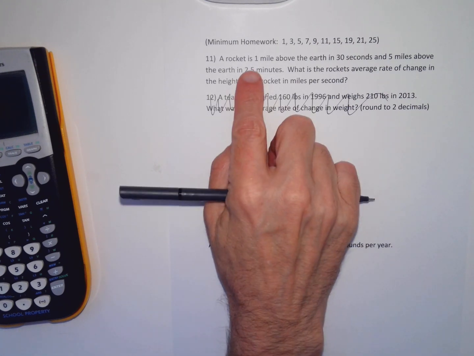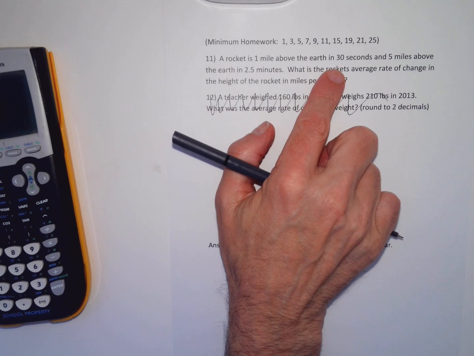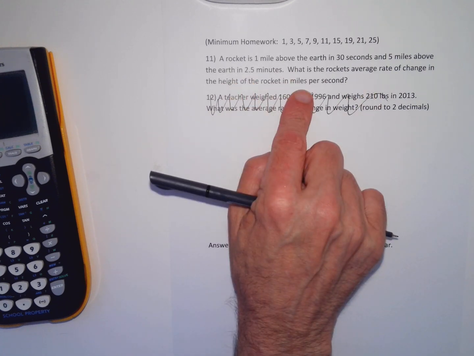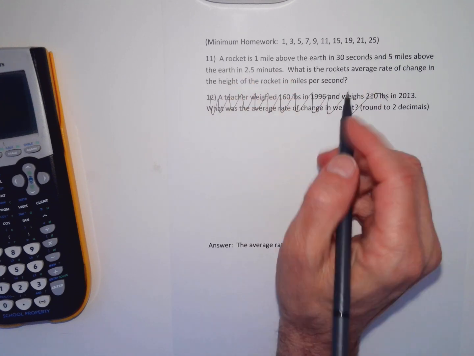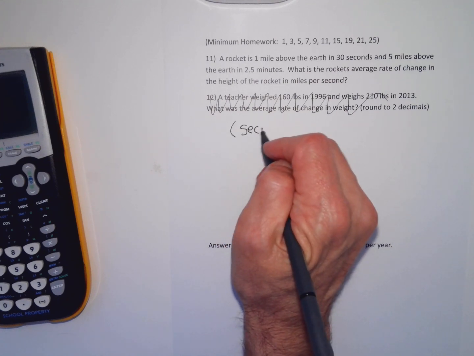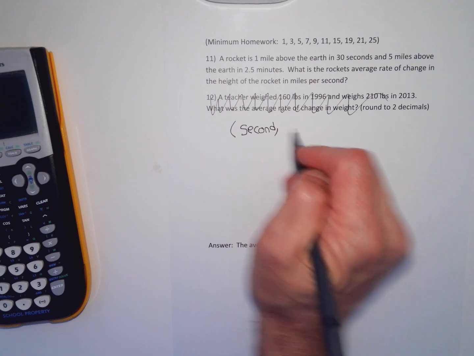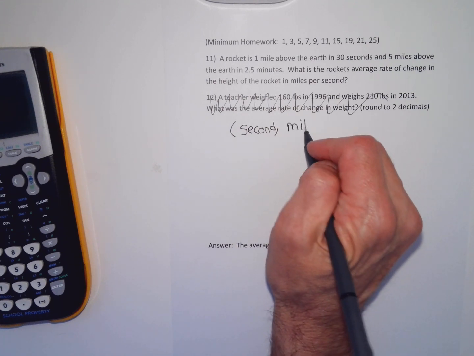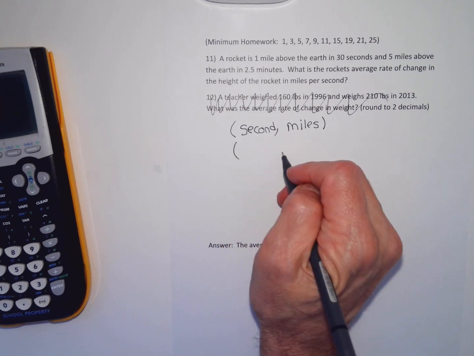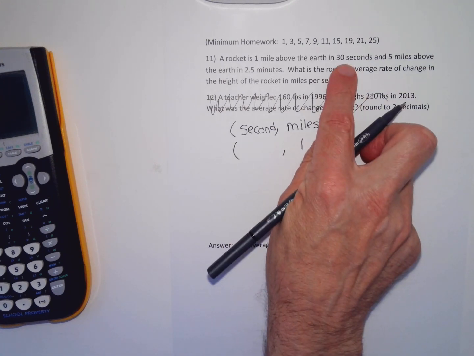So a rocket is 1 mile above the Earth in 30 seconds and 5 miles above the Earth in 2.5 minutes. What's the average rate of change in miles per second? So what I need to do is create points, and to get miles per second, the time in seconds needs to come first. The distance in miles needs to come second. Because to get miles per second, the miles need to be in the numerator, the seconds need to be in the denominator.